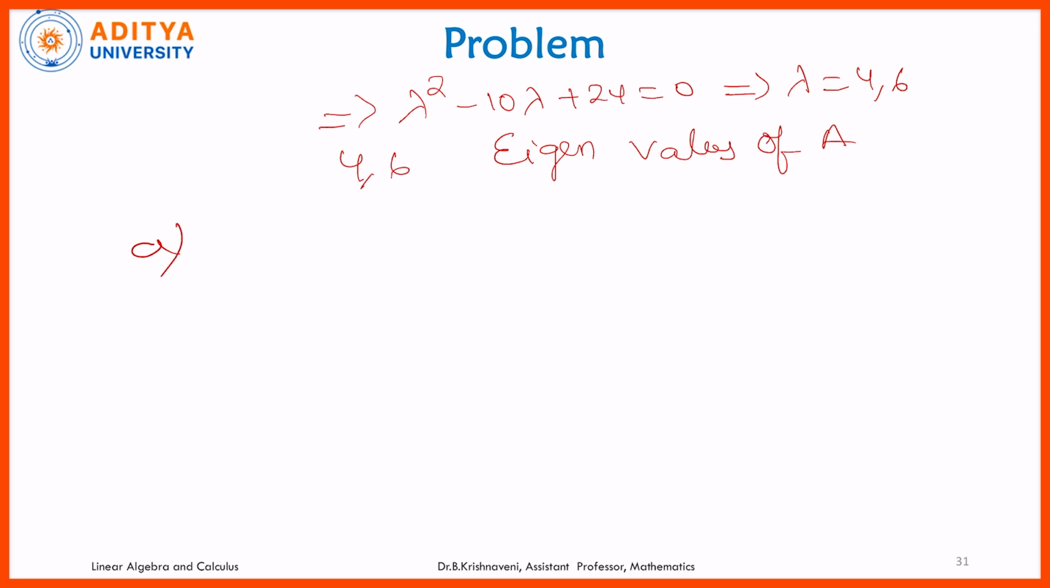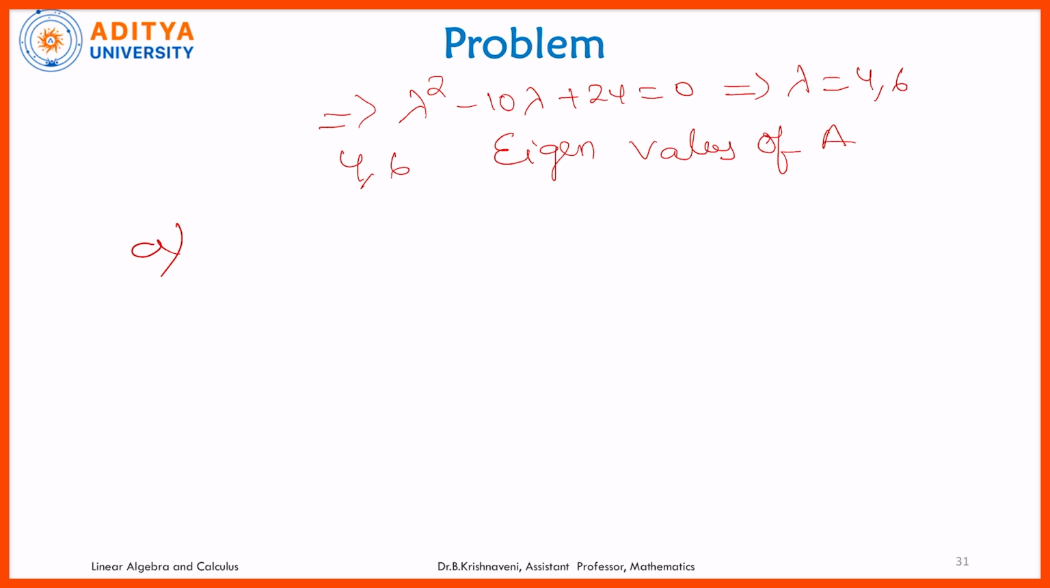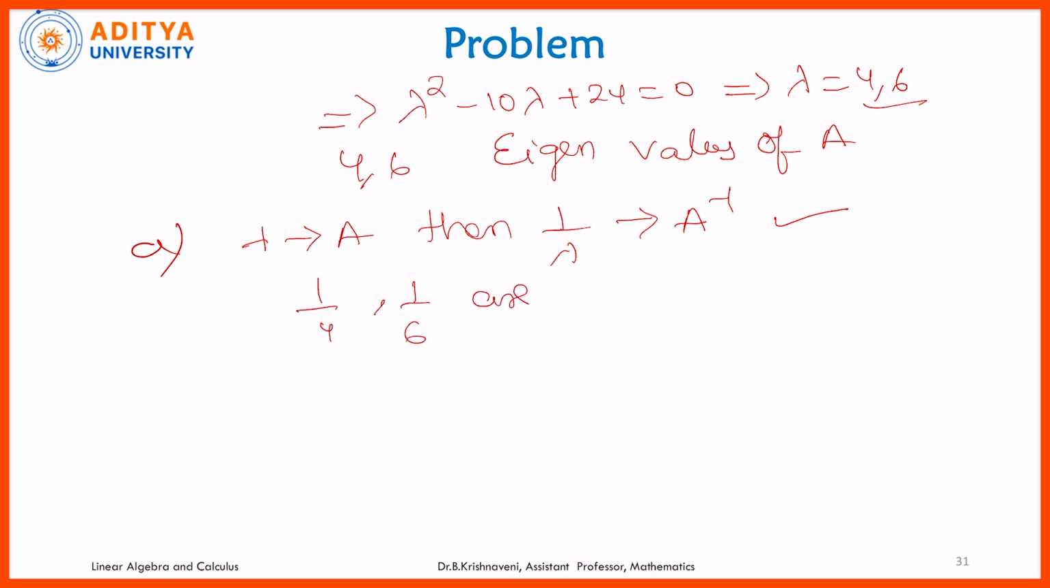So now come to the first question. We need the eigenvalues of A inverse. One of the properties is, if lambda is an eigenvalue of A, then 1 by lambda is an eigenvalue of A inverse. By using this property, we have 4, 6 as the eigenvalues of A. Therefore, 1 by 4 and 1 by 6 are the eigenvalues of A inverse.